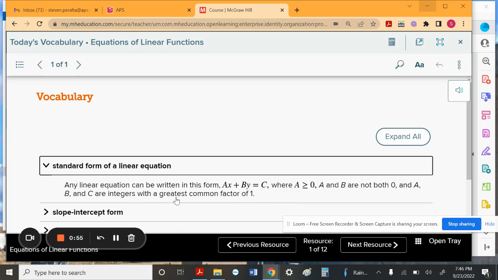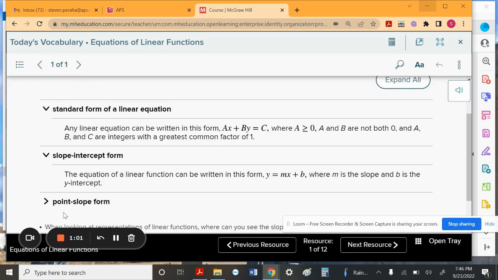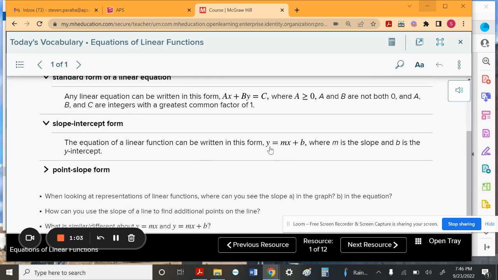Okay, so that's standard form. So ax plus by equals c. We'll get into that a little bit more. Slope-intercept form you are used to, so that is y equals mx plus b, where m is the slope, b is the y-intercept. Of course, the point at the y-intercept would be (0, b), because remember that x is 0 at the y-intercept. So (0, b) would be the actual point.